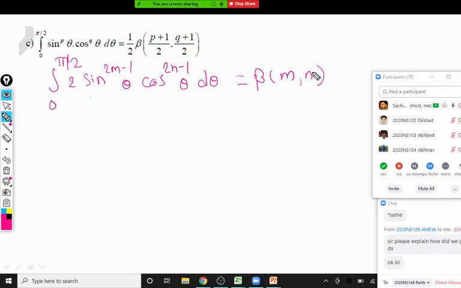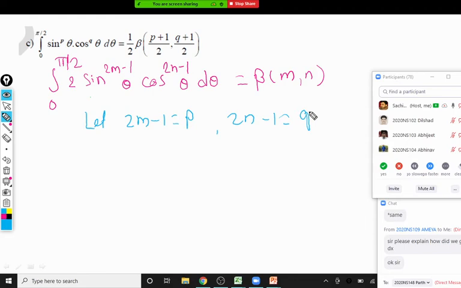Can anyone tell me what should be the way to get the required result now? Just compare. 2m minus 1 is equal to p only. We should get sine raised to p theta. Correct. So let 2m minus 1 equal p and 2n minus 1 equal q.